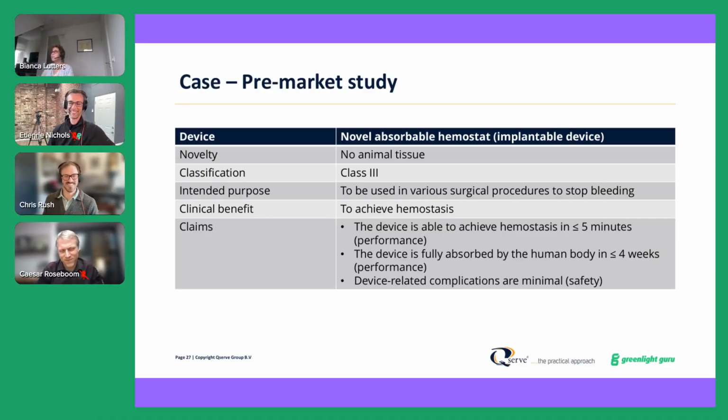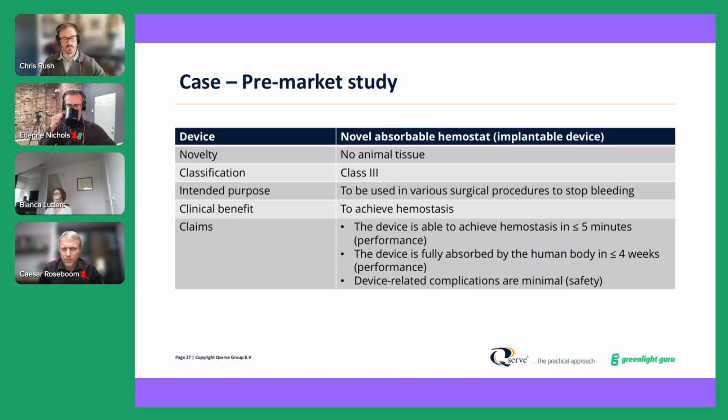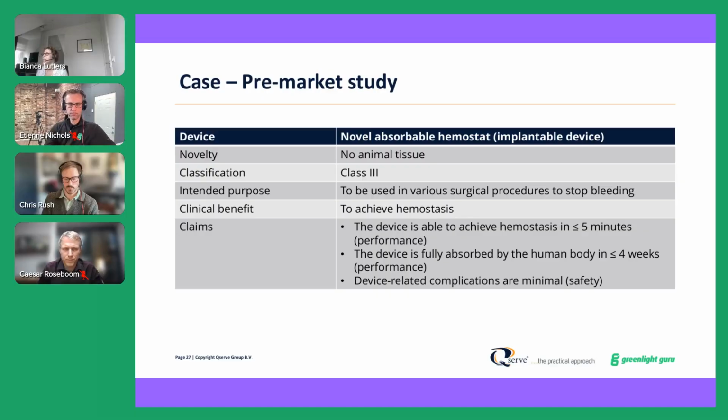The case, as promised, is a pre-market study. It's a novel device because it's not containing animal tissue. It's a class 3. It's a totally fictive device, so it doesn't exist. It's used in various surgical procedures to stop bleeding, with the clinical benefit that it helps to achieve hemostasis. And the claims are that it achieves hemostasis within 5 minutes, is absorbed in the body within 4 weeks, and that the device-related complications are minimal.